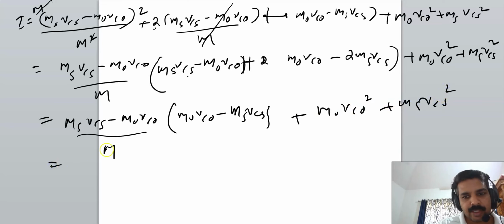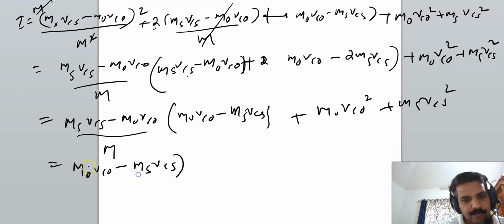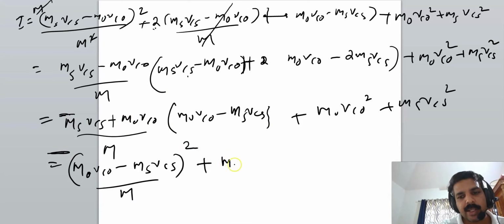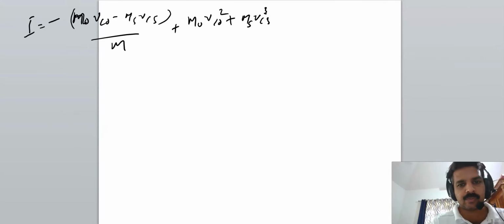Okay, from this we can write, this is equal to, taking this as minus, we can write (MORCO minus MSRCS). Okay, this we take as minus. Therefore this becomes plus, this becomes minus. Okay, so minus of the square divided by M plus MORCO square plus MSRCS square. Okay, so this is our equation. This we have obtained.